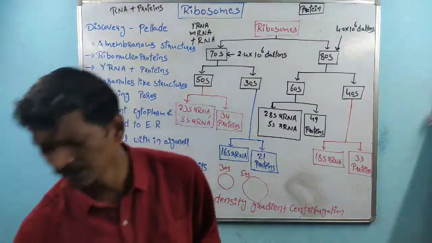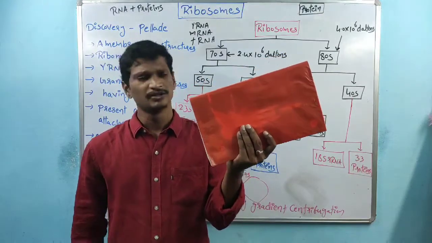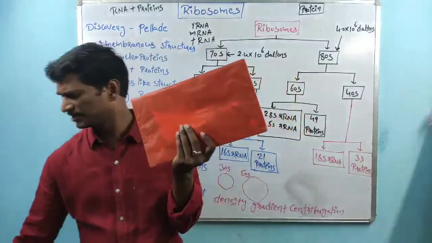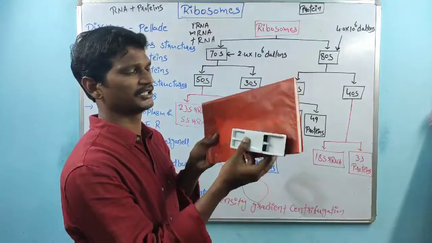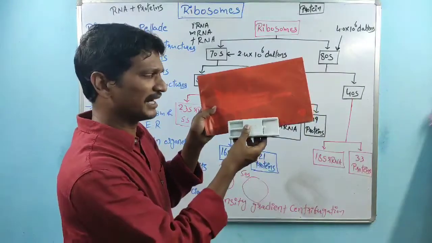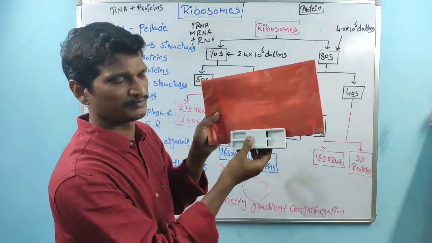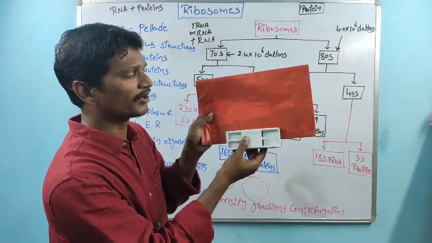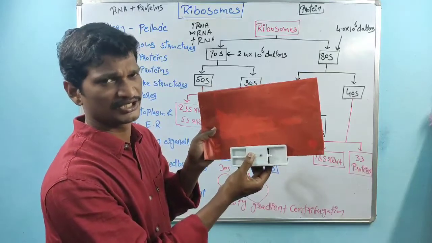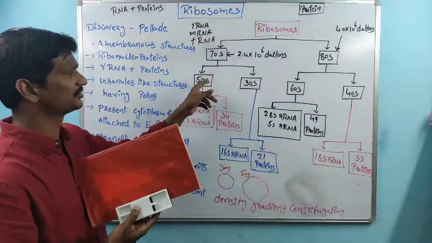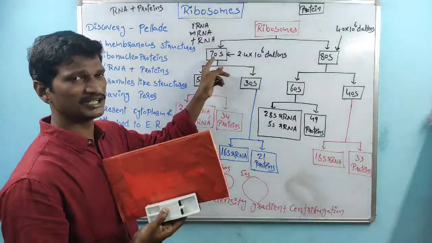See, this is the large size subunit of the ribosome, the 50S subunit, right? This is the overall structure, and this is the small size subunit of the ribosome, 30S. Once both of these are bound, see, overlapping takes place. If the overlapping takes place, the surface area is decreased. If the surface area is decreased, the Svedberg units are decreased.